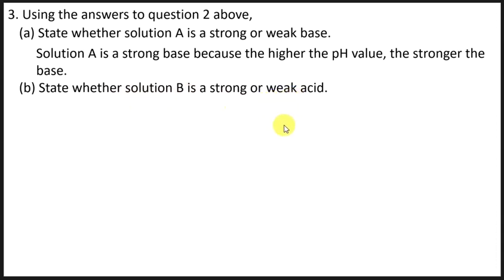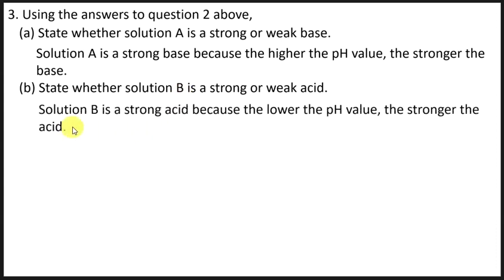Okay, again, going down from 7, like 6, 5, 4, 3, 2, 1, 0. So these numbers indicate acids. Again, the smaller the number, the stronger the acid. And solution B had a pH value of 1, meaning it's a strong acid. So we are going to say solution B is a strong acid because the lower the pH value, the stronger the acid.